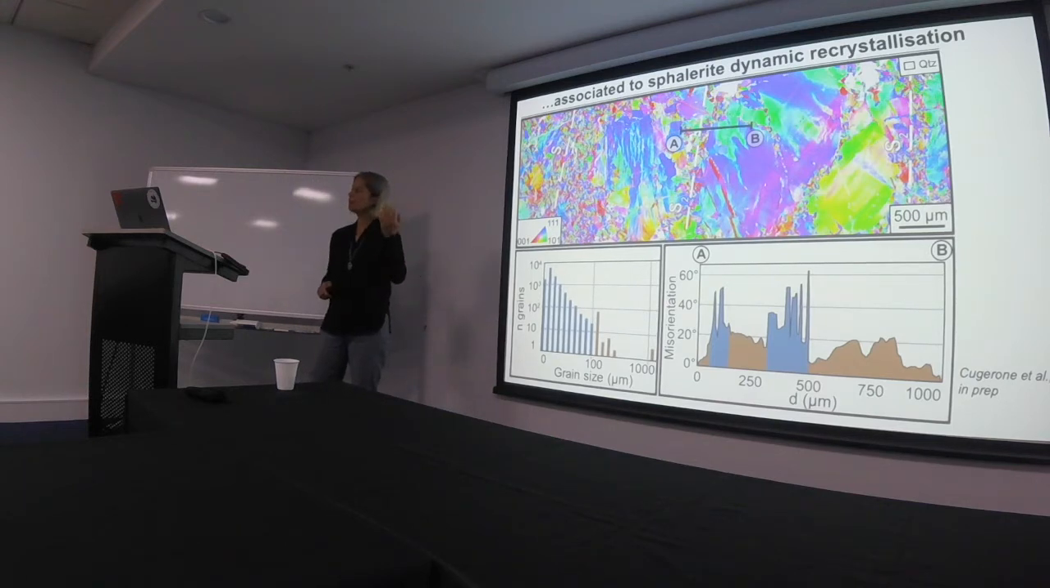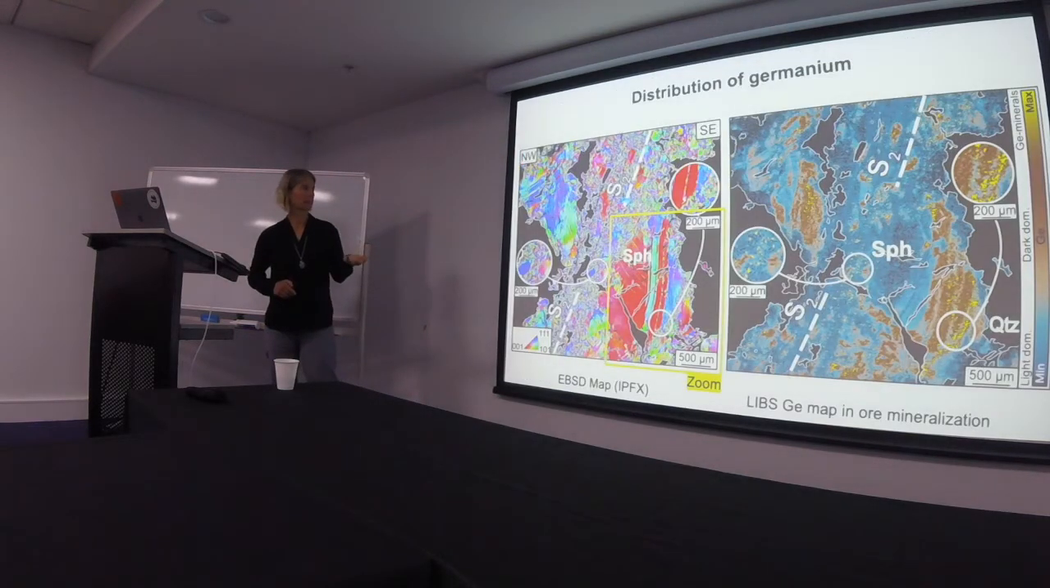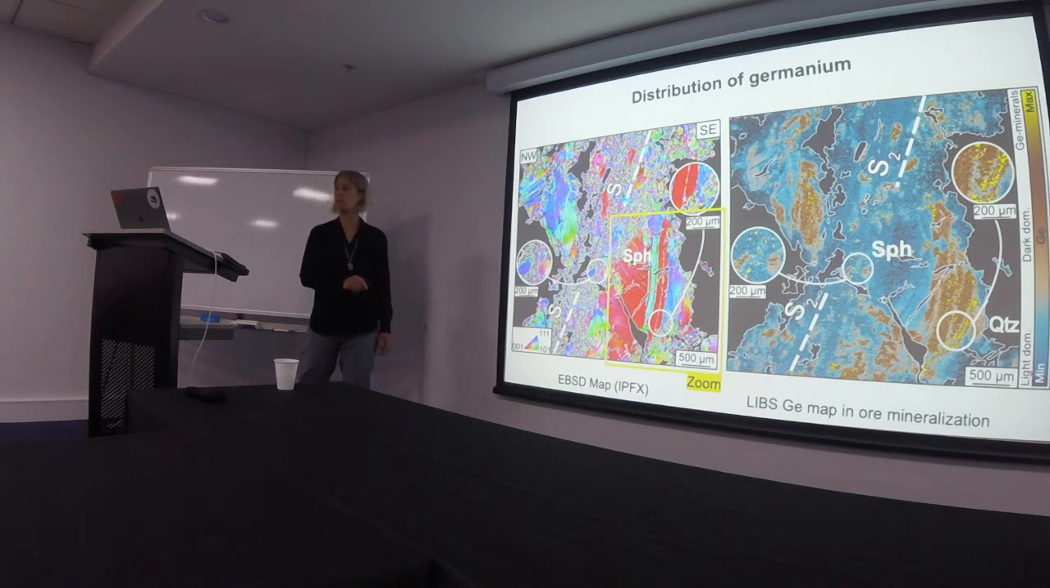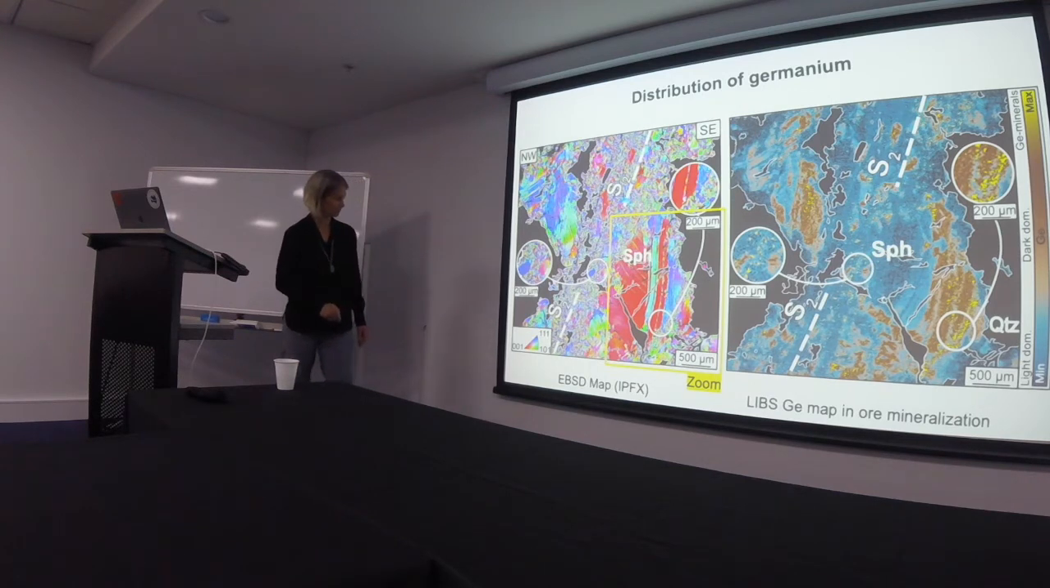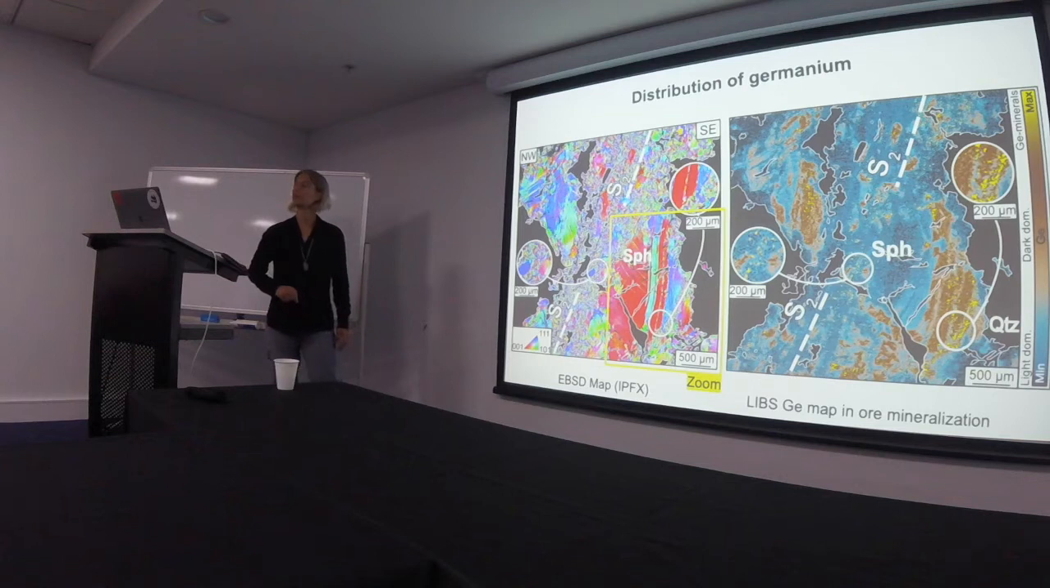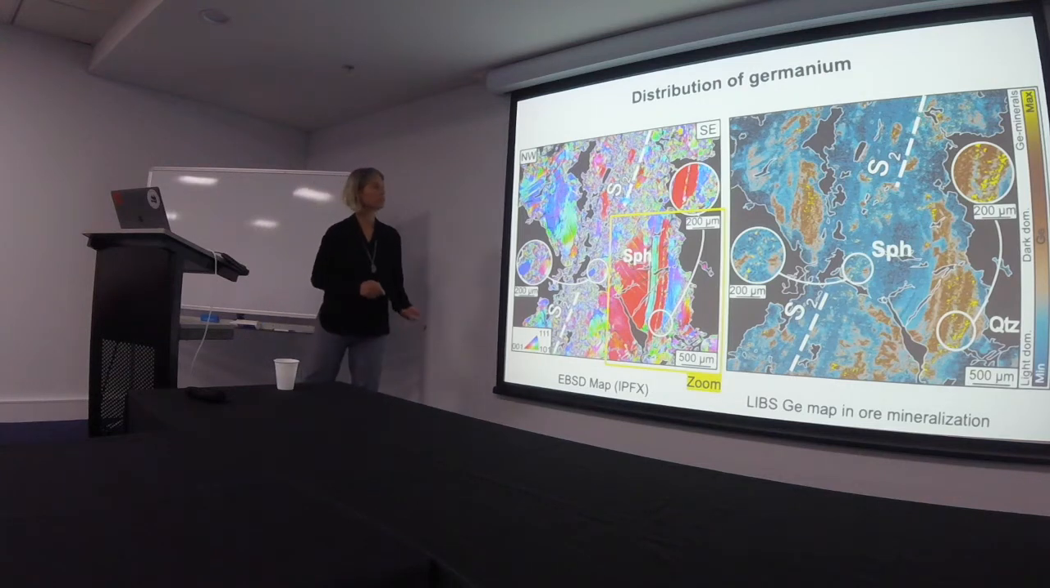And what is now the link with the chemistry of sphalerite? This is a map. This is not the very same area, but this is a sphalerite grain as well. This is a crystallographic orientation picture of a sphalerite grain, very colorful. Where it's more homogeneous, it is a parent grain. Where it's more patchy, it's a recrystallized domain. Here in white, the trace of the S2 foliation, the latest foliation.